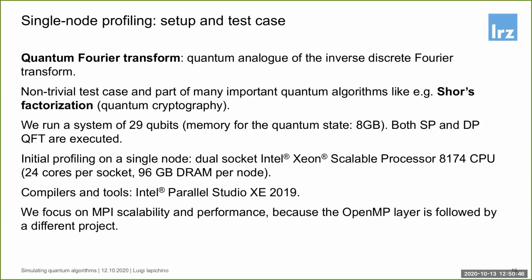We run on a single Skylake node a system of 29 qubits, where the memory for the quantum state is 8 gigabytes. On the test, both single precision and double precision QFT are executed. As I said, it is the Intel Xeon Scalable Processor Platinum, that's the one of SuperMUC-NG. We work with compiler tools from Intel Parallel Studio 2019, and we focus on MPI scalability and performance because the OpenMP layer is in the code, but is followed by different projects.